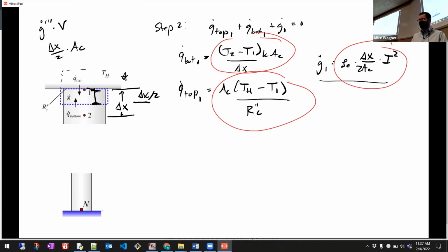We do the same thing for the bottom. I'll spare you the details, but it's exactly the same process. We have a contact resistance. Instead of 1, we're using N, and instead of TH, we're using TC. It's on the bottom instead of the top, but basically the same process. We end up with this one over here too, so now we have N equations and N unknowns, and we can plug it into EES and solve it.